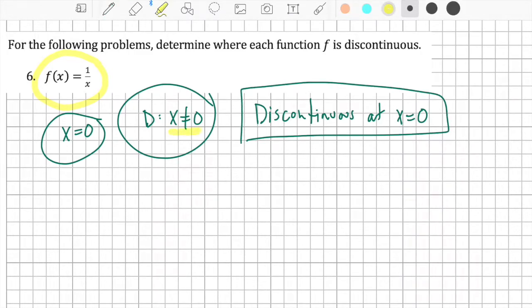Notice the difference. For the domain, we say x cannot equal 0. Cannot. But if you want to check for discontinuity, we can say it is discontinuous at x equals 0, because there the denominator will be 0, and therefore it is undefined. 0 is not in the domain of the function, and therefore it fails the first condition.